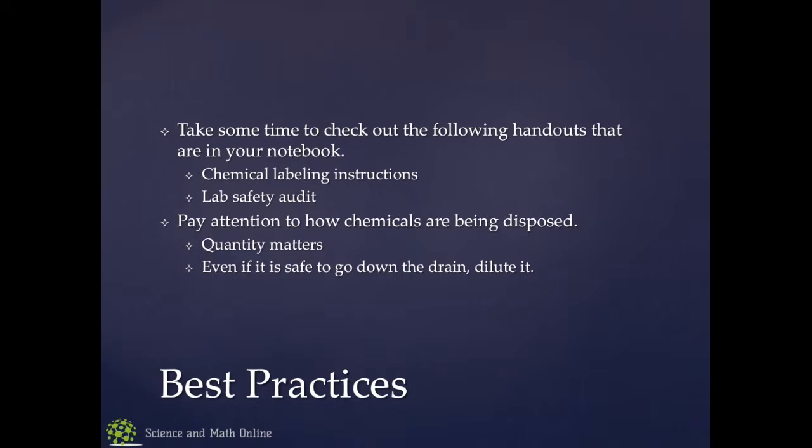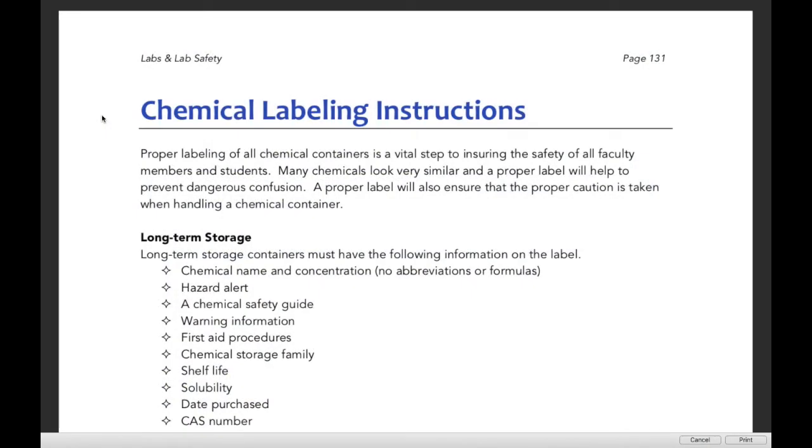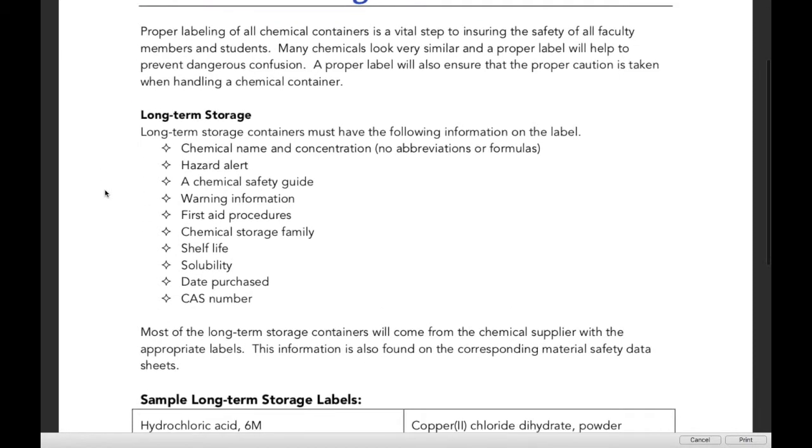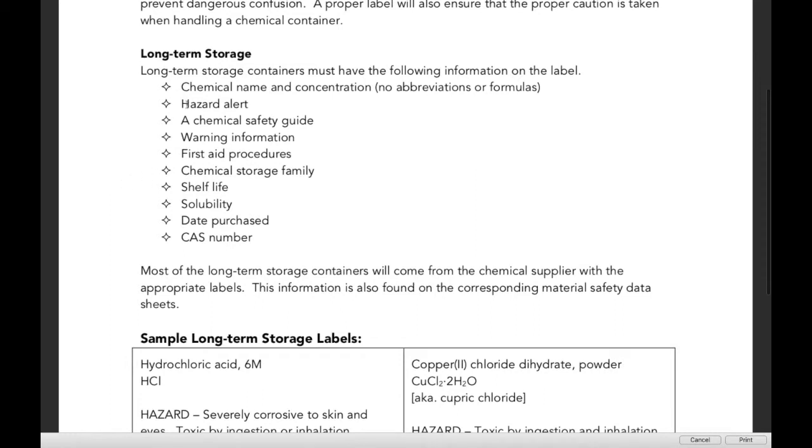So let's take a moment to look at that lab safety information with labeling and the audit. All right, so this is straight from your workbook. It starts on page 131. So, labeling chemicals. The way things are labeled in the lab and the way things are labeled in your storeroom are going to vary. A proper label is just helpful for making sure that everything's safe. So long-term storage should have the following information.